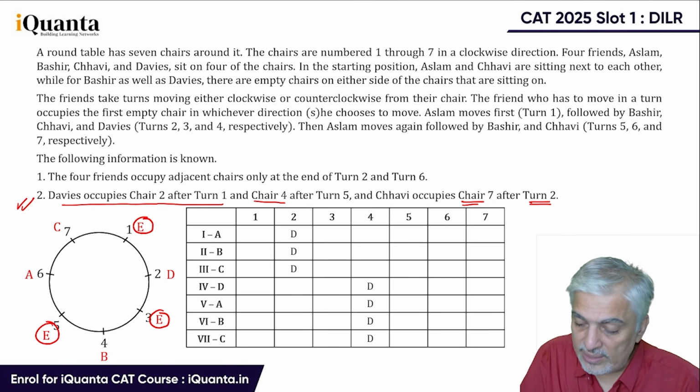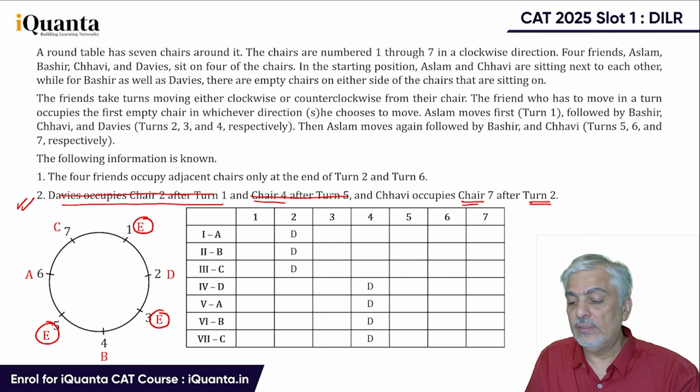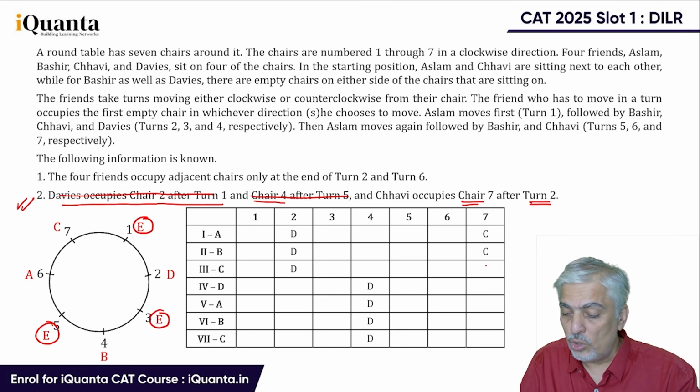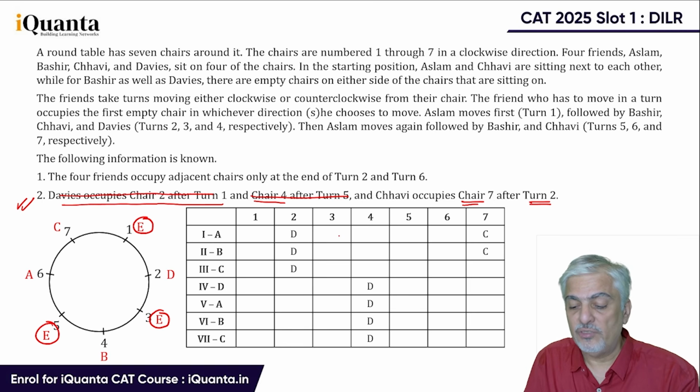So, we have used this part and we have used this part. C occupies chair 7 after turn 2. So, we know everything about C. Now, C is not going to move over here. So, till the first 2 points, C will be the same. What about B? B will remain the same after the first turn. So, wherever B was, at 4, B will remain there.